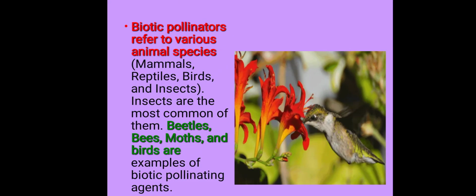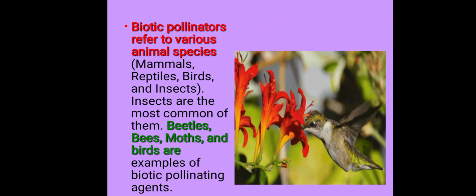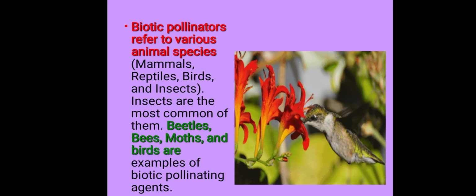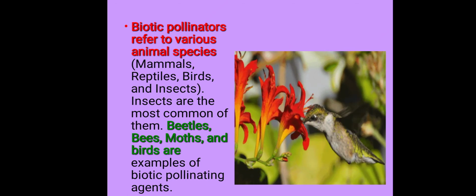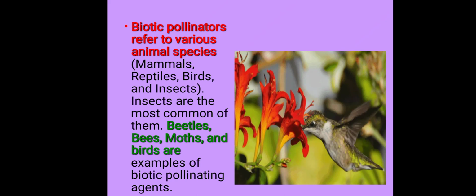Biotic pollinators refer to various animal species: mammals, reptiles, birds, and insects. Insects are the most common of them. Beetles, bees, moths, and birds are examples of biotic pollinating agents.